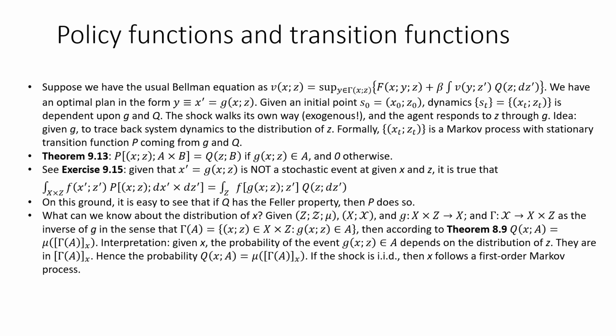The last topic for the day is the connection between policy functions and transition functions. How can we use the policy functions to describe transition functions? Suppose we have the usual Bellman equation, and suppose we have the solution, so we have the optimum policy function. What we are looking for is a transition function that describes the dynamics of the state as a whole, including the endogenous state and the exogenous state. Note that the exogenous state is exogenous, so it walks its own way.